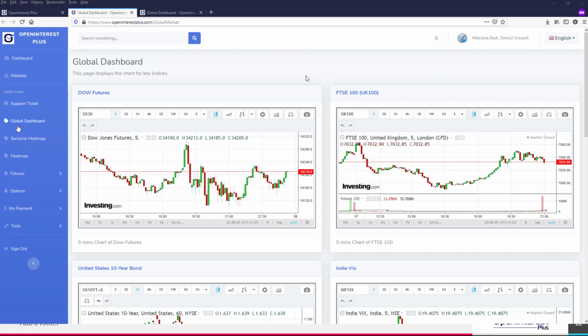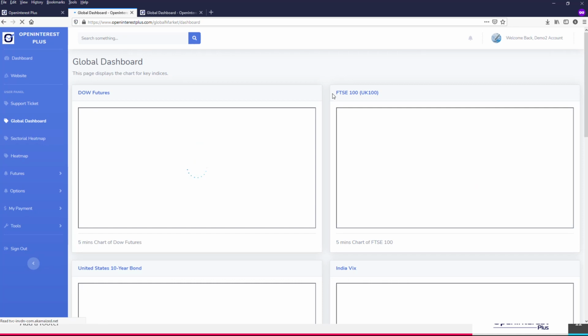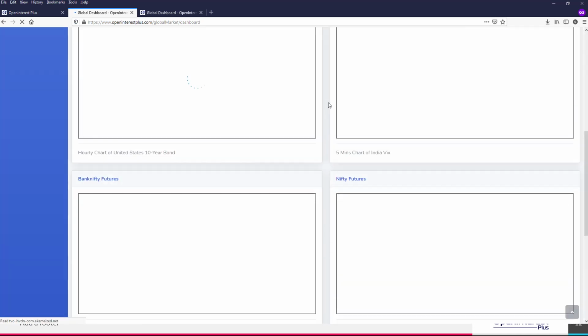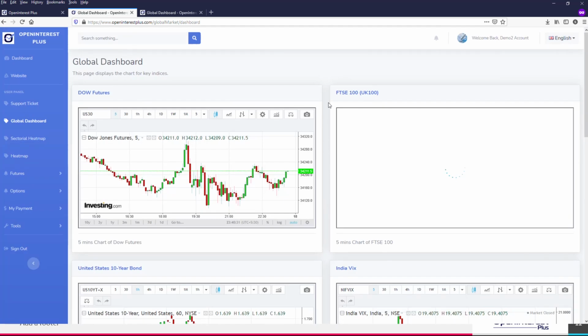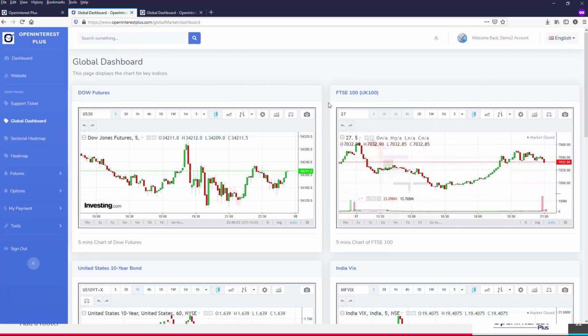So at any time, if you want to look at it, you can go to this option from the navigation, global dashboard, and this page will get populated or updated. The chart will get updated with the relevant information. So this is about the global dashboard.